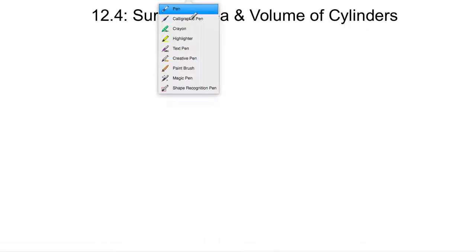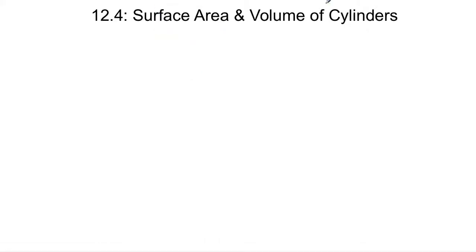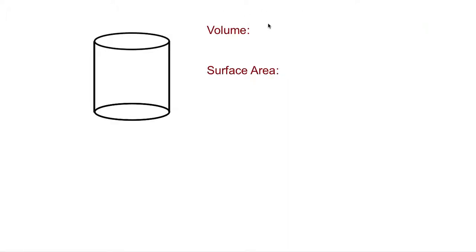Last time we talked about the surface area and volume of prisms. So today we're going to be talking about cylinders, and cylinders are really just prisms with a circular base. So here is a cylinder, like a paper towel roll or a coffee mug or a cup. That's a cylinder.